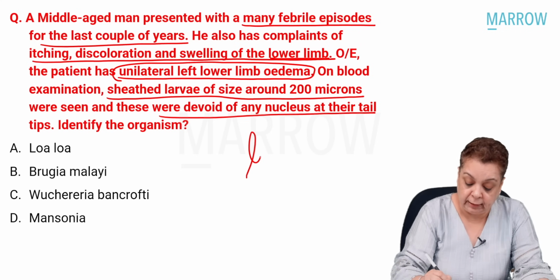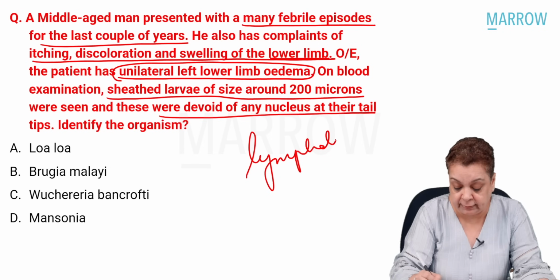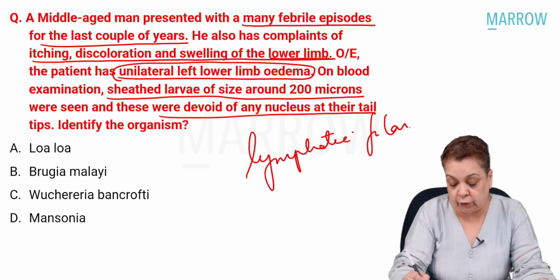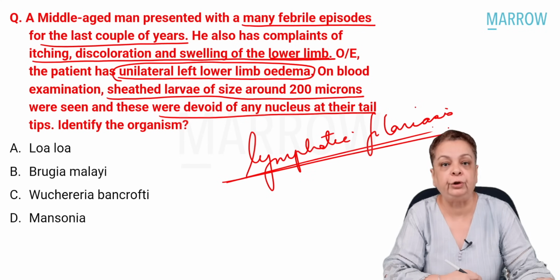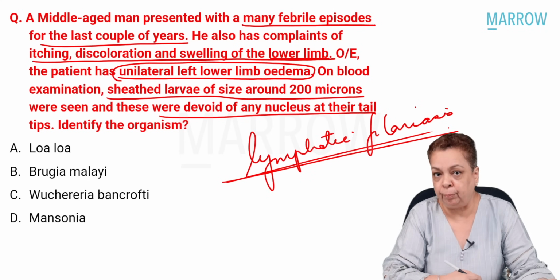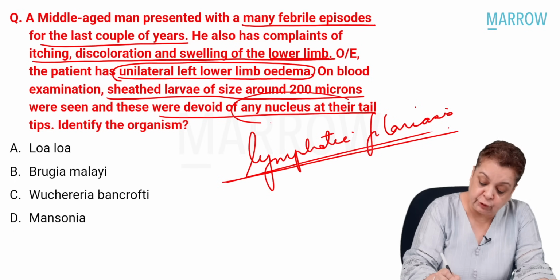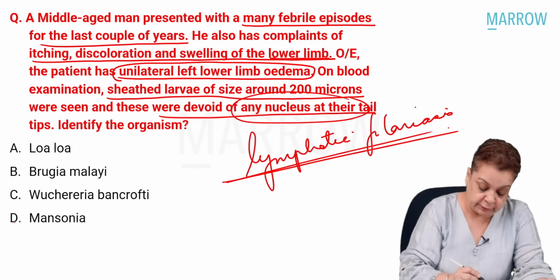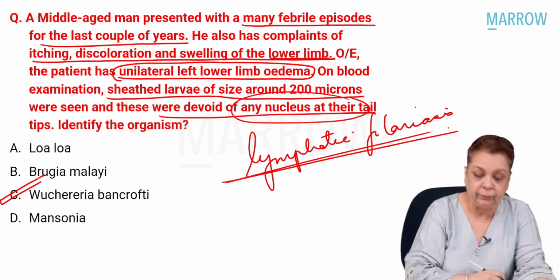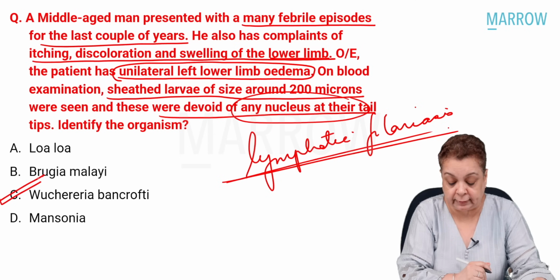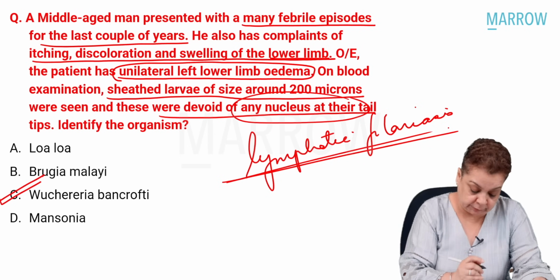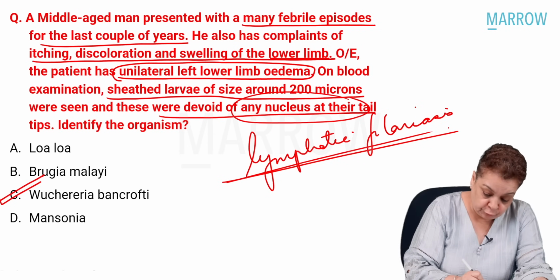So this is lymphatic filariasis, and we know there are two causative organisms of lymphatic filariasis in our country, Wuchereria and Brugia. Which one of them is associated with absence of nuclei in the tail tips? It is Wuchereria. This is again very important for our exam. In the last 5 years, this is the third time this has been asked: absence of nuclei in the tail tip.